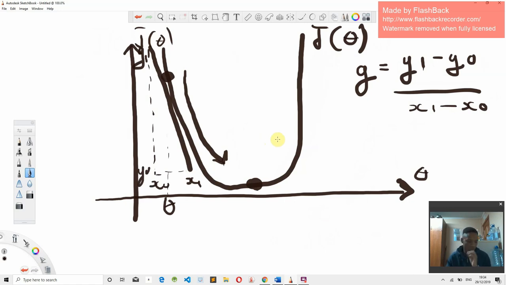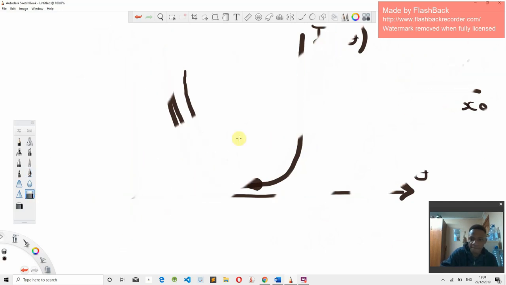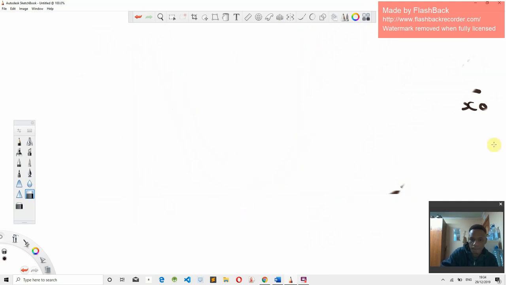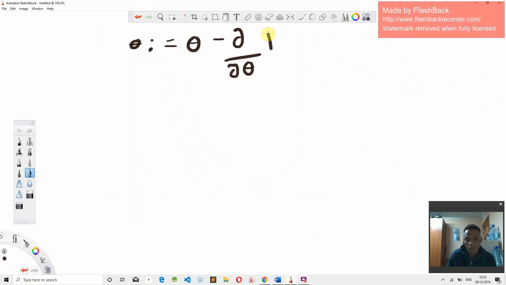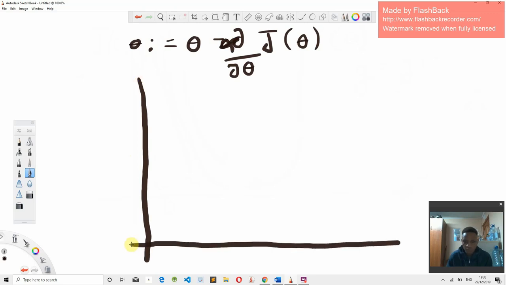The next concept I want to talk about is the learning rate, which is very, very important. If you remember our gradient descent algorithm, theta is equal to theta minus alpha times the partial derivative of J of theta. So we had the learning rate, which I said controls the size of the steps that we are going to take towards the minimum. Let's say this is J theta, and this is theta.